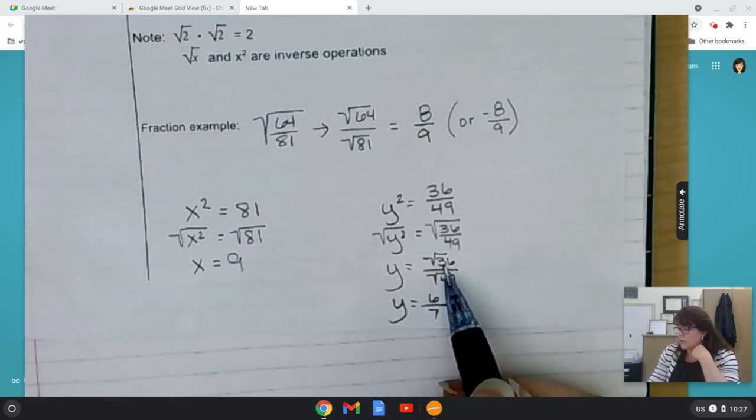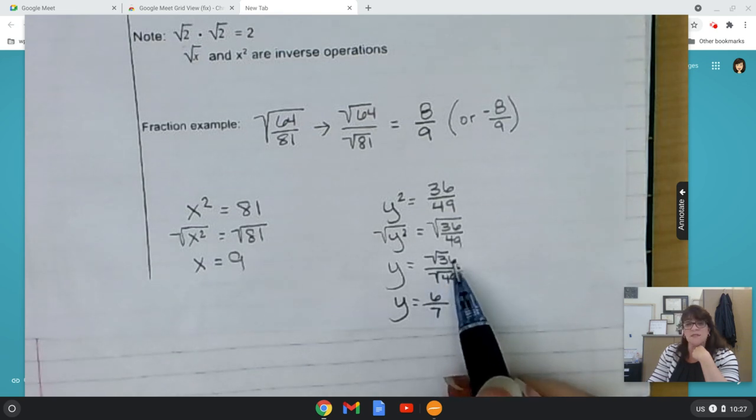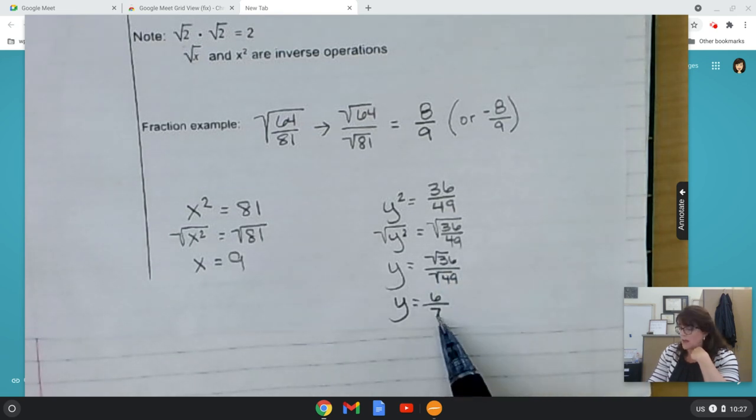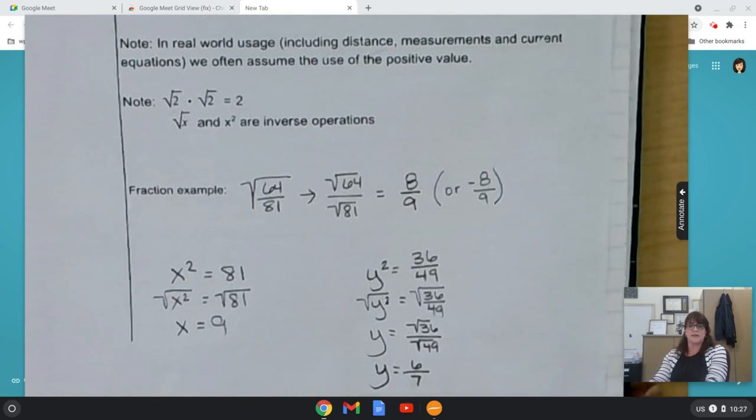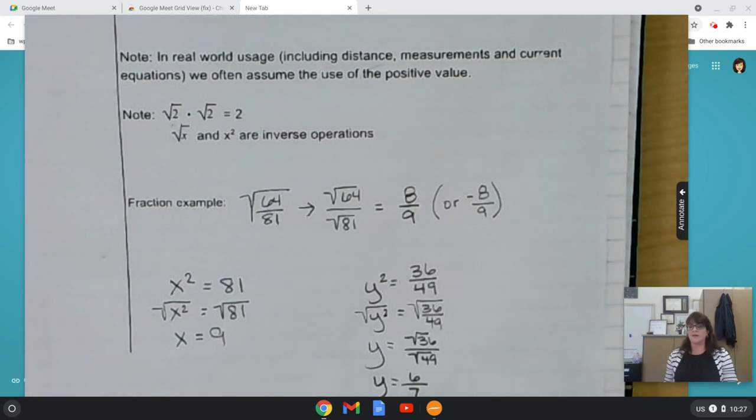I know that this is 6 because 6 times 6 makes 36. I know that this is 7 because 7 times 7 makes 49. So these are perfect squares, and that's pretty much all we're going to be dealing with. Hopefully that makes plenty of sense. It's just a way of using the square roots that we already have been studying. And I can't wait to see you in class.